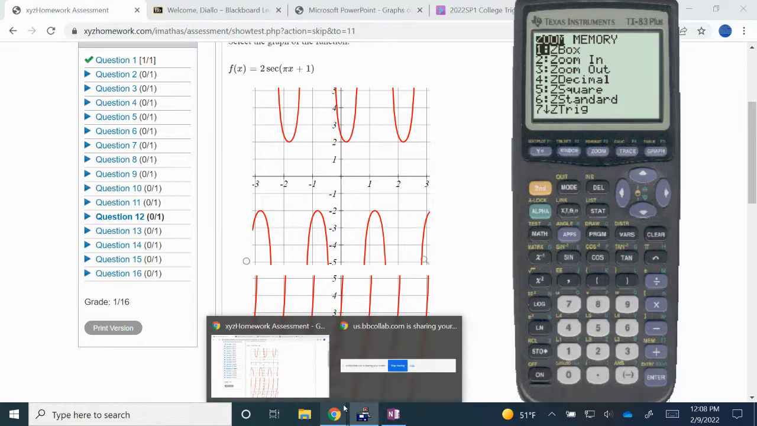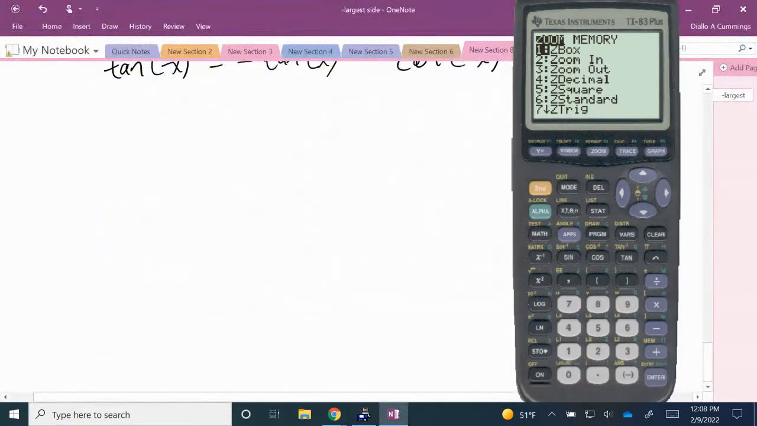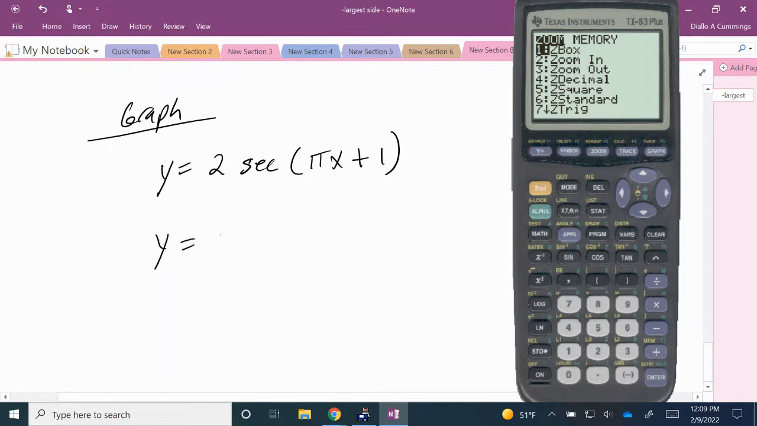All right, so I'm going to go to OneNote, and we're going to just write out the function that we're going to put in the calculator to graph. So we have y is equal to 2 times the secant of pi x plus 1. So as we did earlier, I'm just going to rewrite the secant as 1 divided by the cosine.